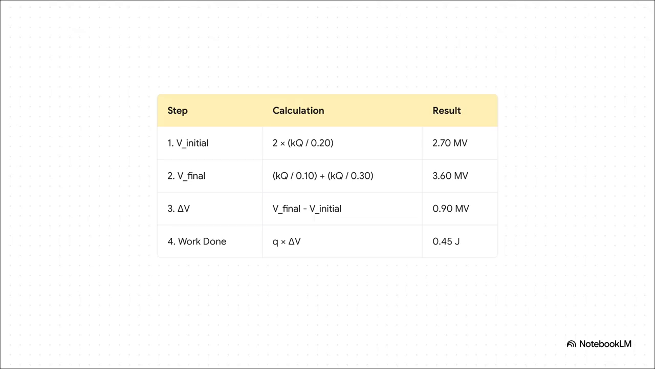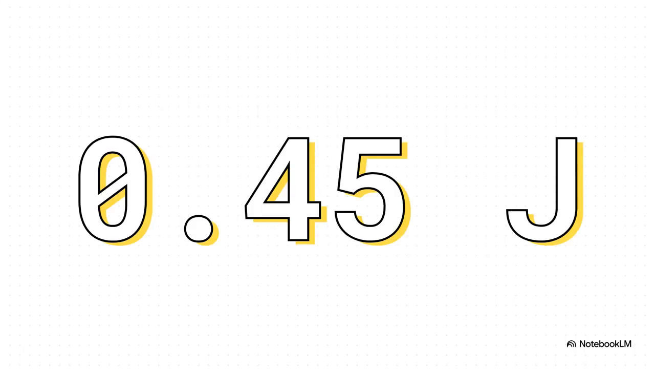And finally, step 4, work equals Q times delta V. We multiply that huge potential change by our tiny little test charge, and we get our work done. And there it is. The final result of all that math is 0.45 joules. That's how much work it takes to push that small charge up the combined potential hill from those two bigger charges.